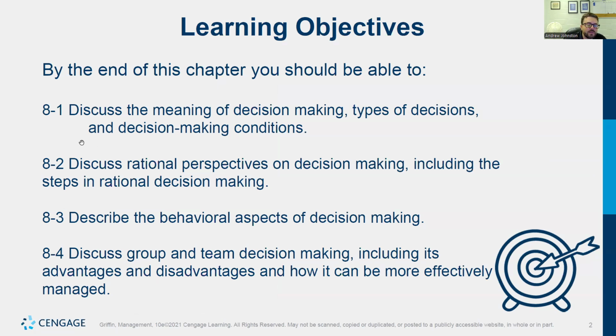How do teams make decisions, or what are some of the group and team ways to make decisions, and what are the advantages and disadvantages of some of those group-based methods?